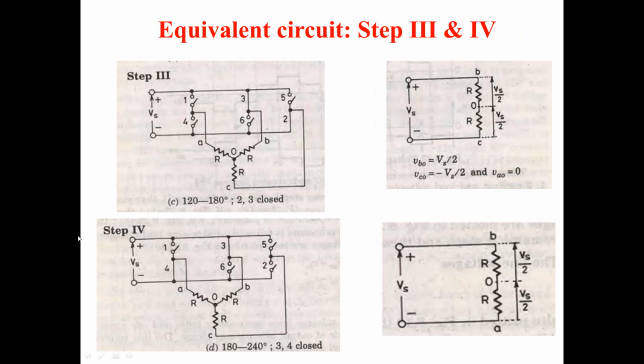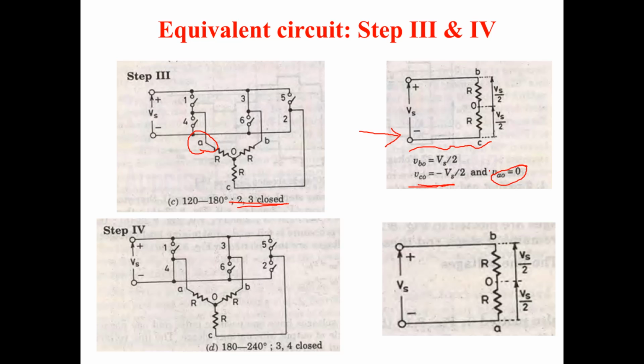Similarly, for step 3, 120 to 180 degrees, thyristors 2 and 3 will be closed, and the respective circuit diagram appears here. Here VA will not conduct, so VB0 will be the positive DC source Vs by 2, and VC0 will be minus Vs by 2.